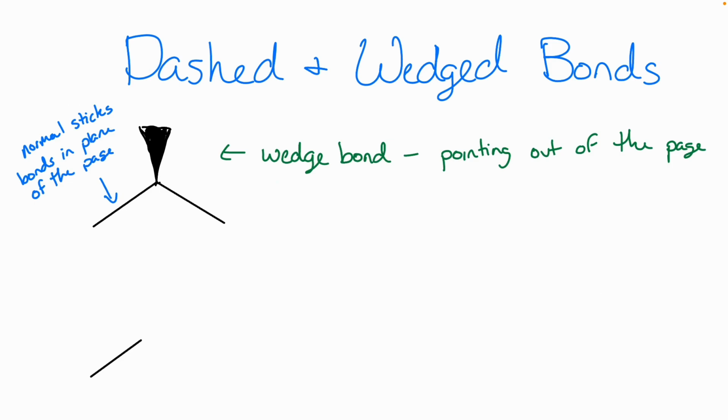All right, and then lastly, we have these dashed bonds. Okay, so another triangle, but instead of being filled in, it's just left with these dashes. These are then the opposite. They are pointing into the page, right? So if I flip my molecule over, I have a bond pointing down, right? Here's the page. I have a bond pointing into the page. That's represented by these dashed bonds.